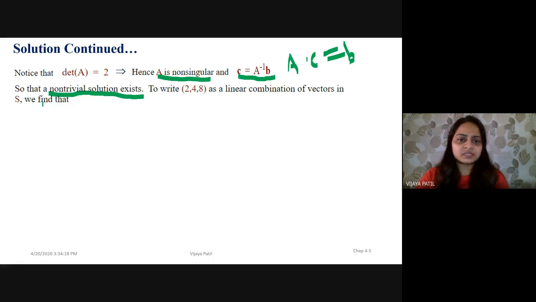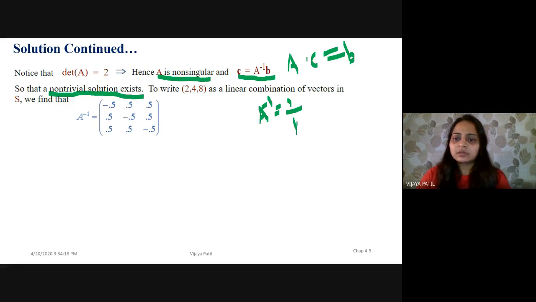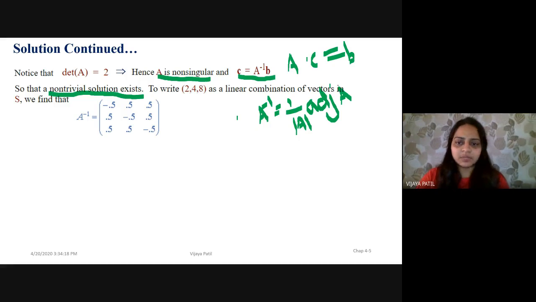Now it's very straightforward. We are just putting X, Y, Z as 2, 4, and 8 because we have got A inverse as this. What is the formula for A inverse? A inverse is equal to 1 upon the determinant of A, into the adjoint of A. Please bear with my handwriting. I'm not used to this mouse. So I've got the A inverse.